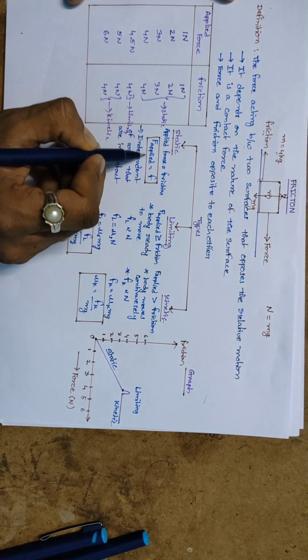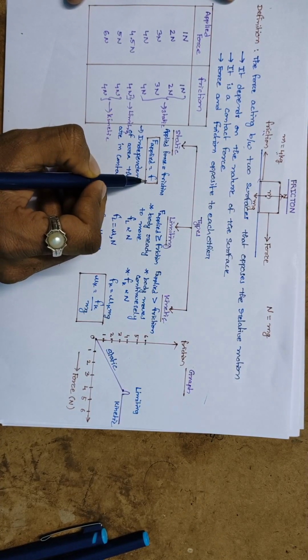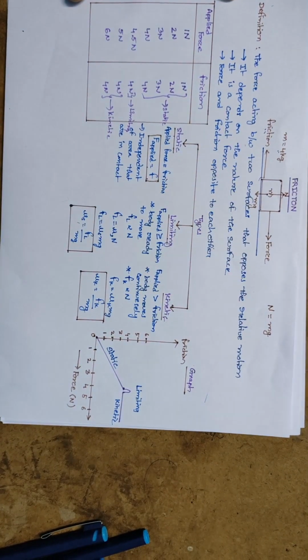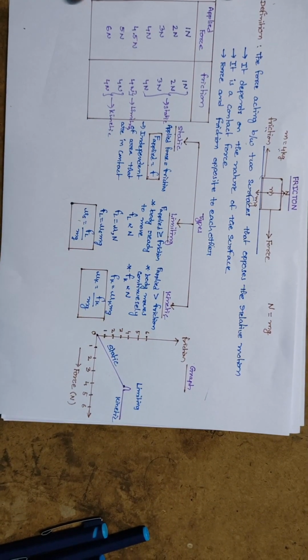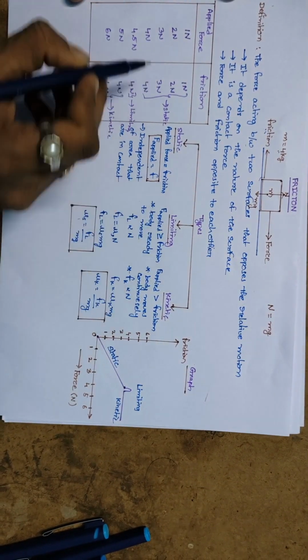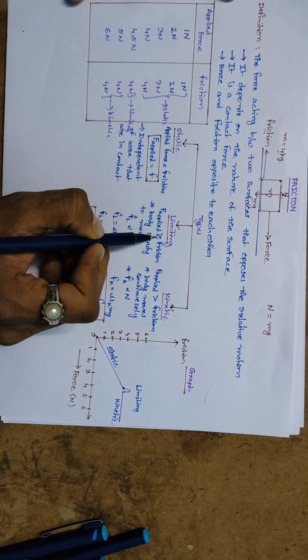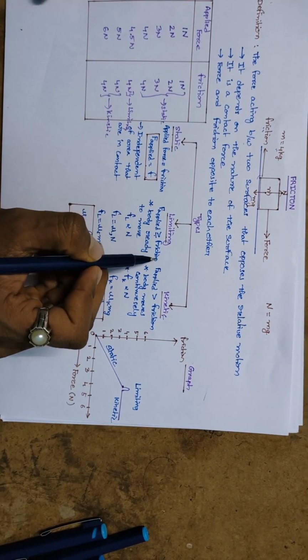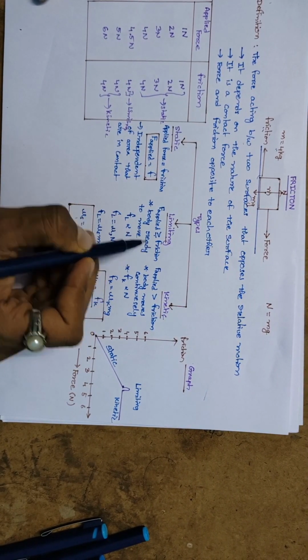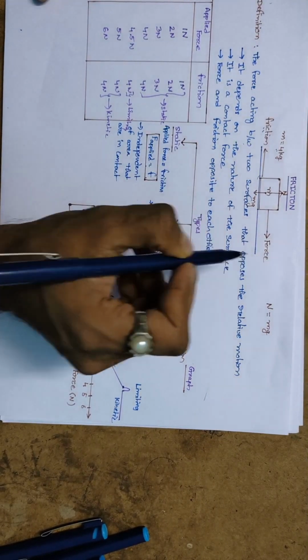Static means if the applied force is equal to friction, the body is at rest. So that is called static friction. Limiting friction means the applied force is a little greater than or equal to friction. In that case, the body is ready to slide.